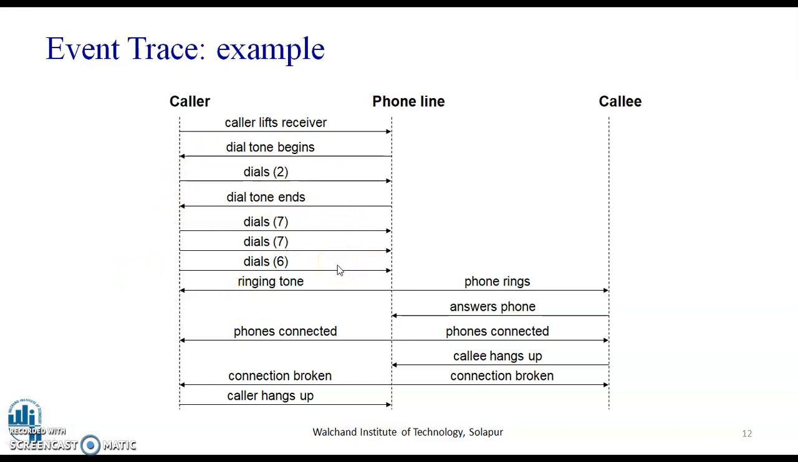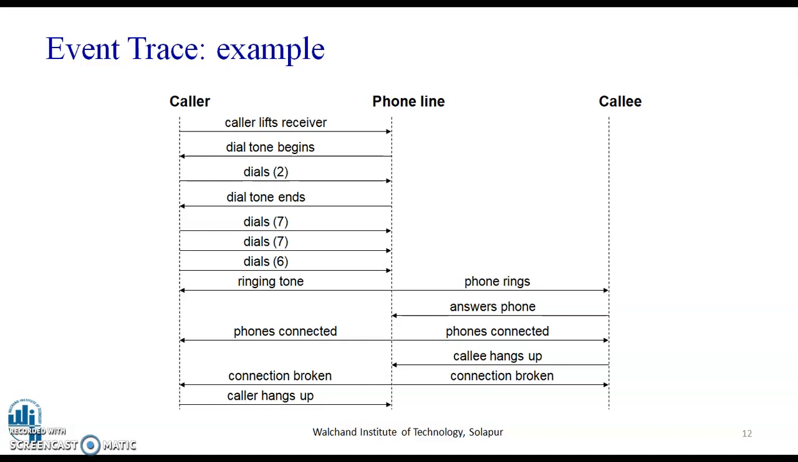After that, the phone digit is dialed, there is a ringing tone, the phone rings on the callee side, the callee answers, and the phone gets connected. The callee hangs up, and finally the caller hangs up. The connection is broken before the caller hangs up. So all this is being depicted in the event trace diagram.